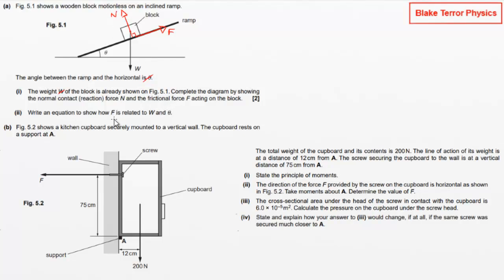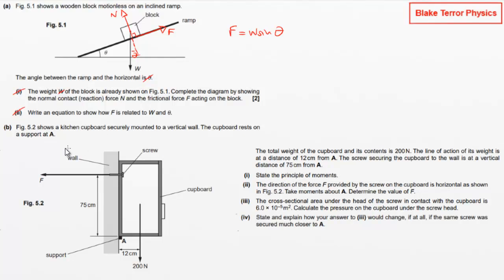Write an equation to show how F is related to W and theta. Okay, so because this is theta coming down here, F is going to be equal to W sine theta. Easy enough, just resolving parallel to the slope.